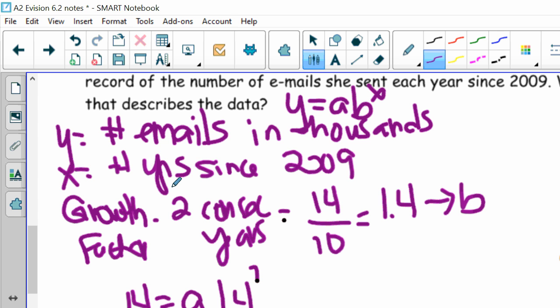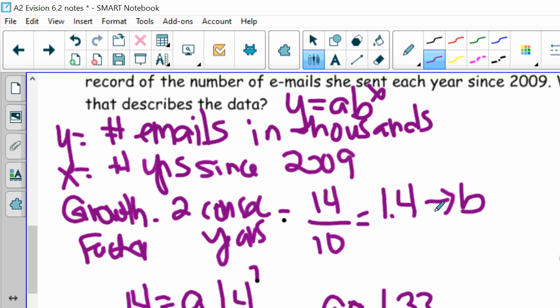So I want to solve this equation. So do 1.4 to the 7th power and then divide 14 by that. When we do that, we find that A is approximately 1.33. Therefore, the model equation for Miss Taylor would be y equals 1.33 times 1.4 to the x power. So she could use that model to find out how many emails she sent in any year past 2009.